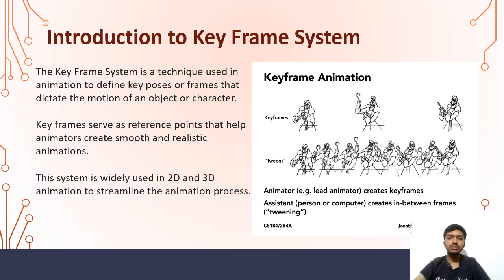The keyframe system is a technique that is used in animation to define key poses or frames that dictate the motion of an object or a character. The keyframes serve as reference points that help animators create smooth and realistic animations. The system is widely used in 2D and 3D animation to streamline the animation process.